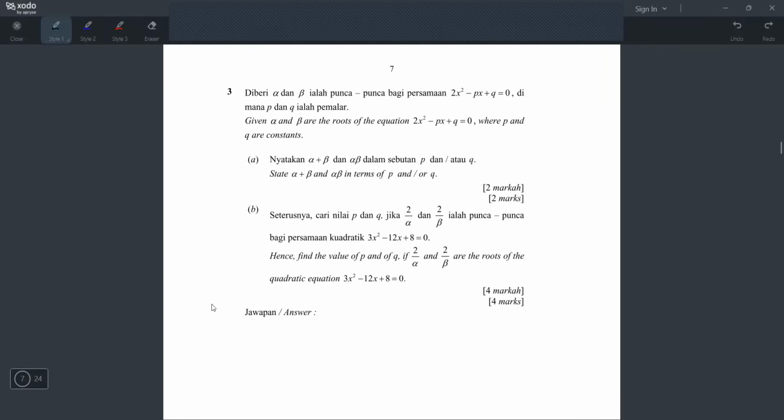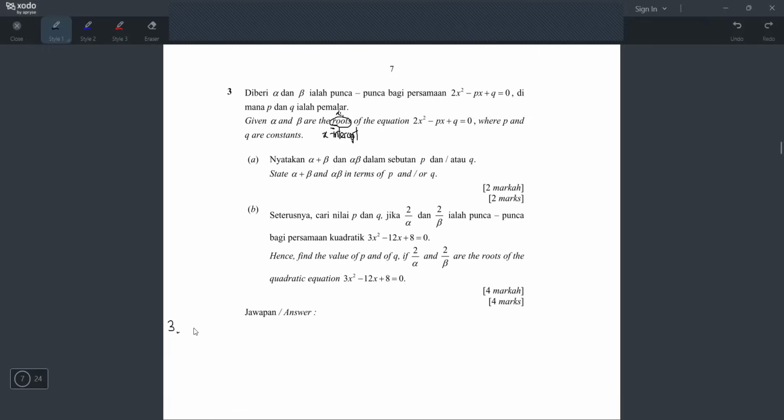All right, let's read the question. Number 3. Given alpha and beta are the roots. Whenever you see the word roots, it means these two are the x-intercepts. Roots means x-intercept, right? Or you can also say the x1 and the x2. It means alpha and beta are the x1 and the x2 of this equation.